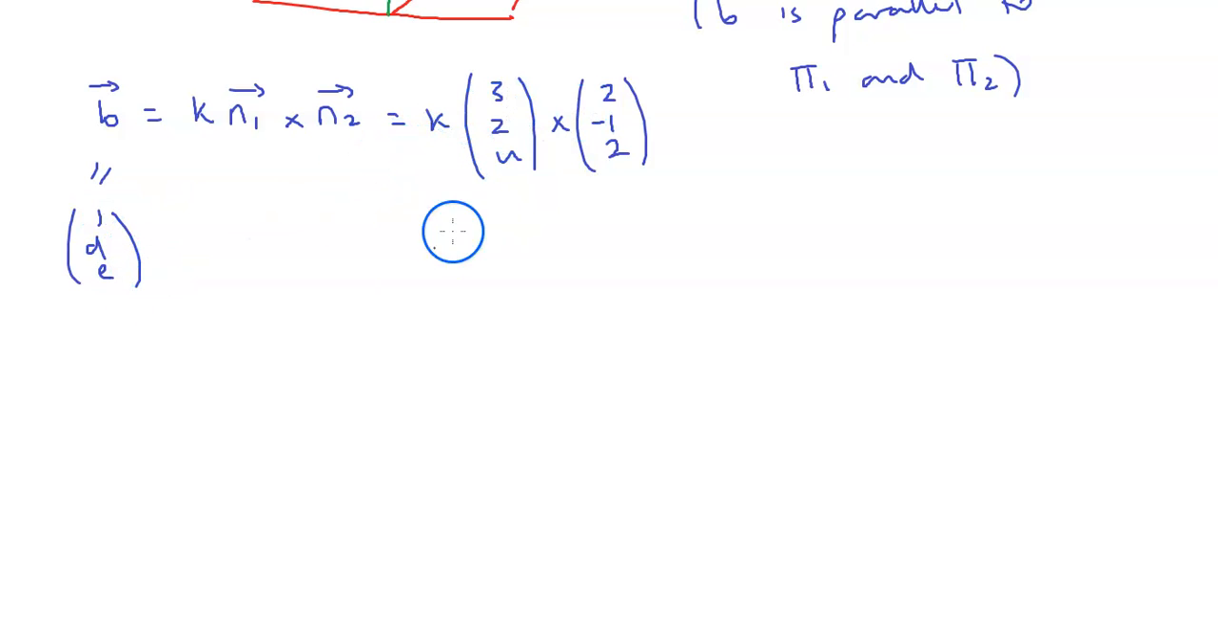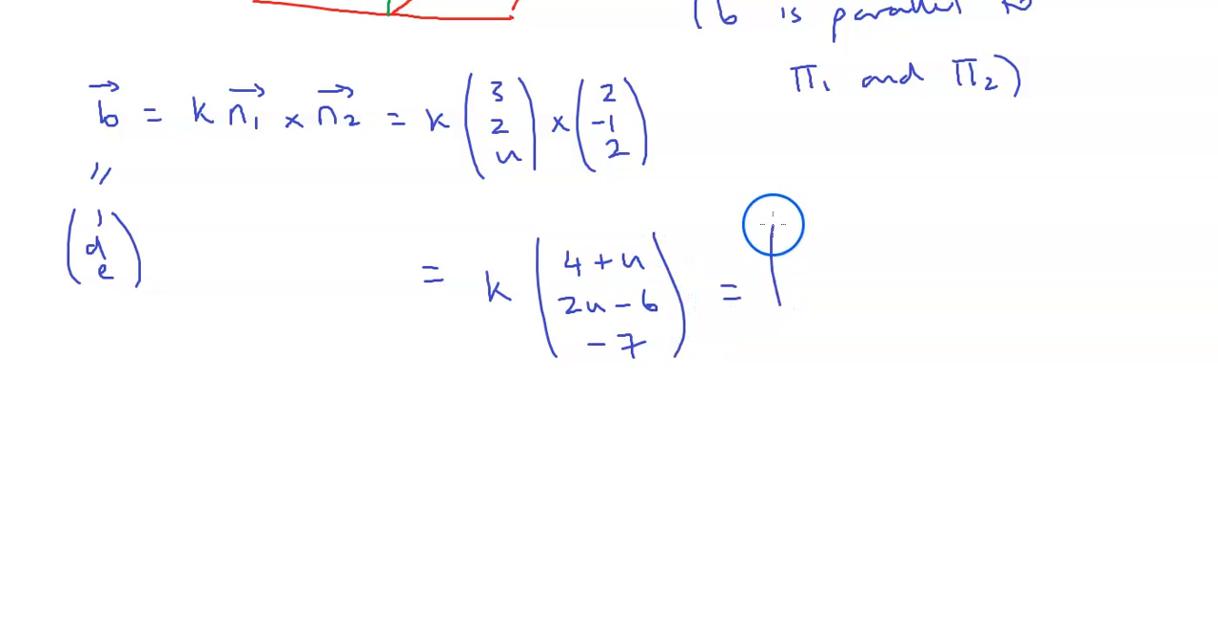Okay, so let's go ahead and solve this. We have k times, if we delete the first row, 2 times 2 is 4, minus negative u is 4 plus u. Then if we delete the second row and calculate the determinant backwards, it's going to be 2u minus 6. And then if we delete the third row, we get negative 3 minus 2 times 2, so that makes negative 7. And this should equal the vector (1, d, e).